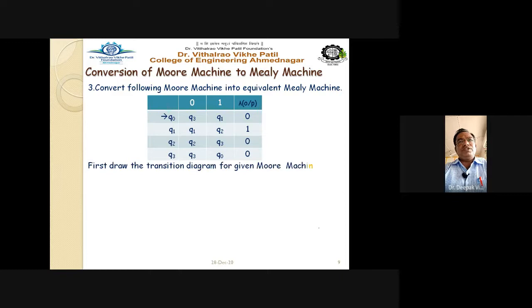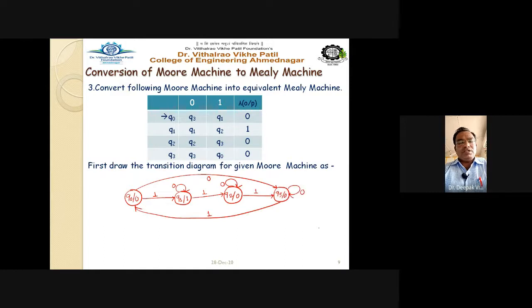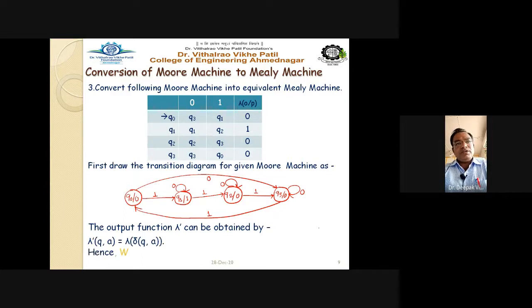So first, draw the transition diagram for the given Moore machine. The transition diagram means q0, q1, q2, q3 and their respective transitions given in the transition table are drawn. This is the Moore machine, and let us start converting it. First, we have to find out the lambda dash. The output function lambda dash can be obtained by lambda dash of q comma a, that is equal to lambda of delta of q, a. Hence, we will obtain output for every transition corresponding to each input symbol.